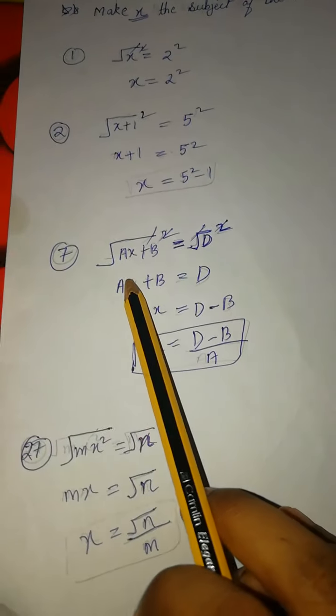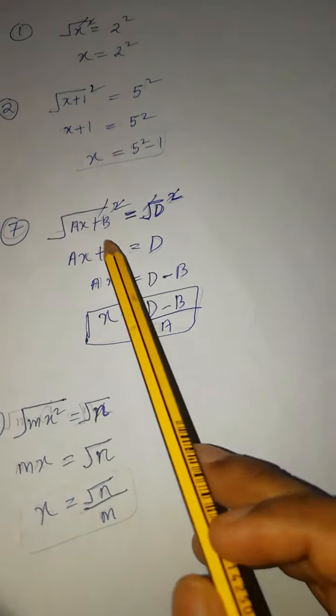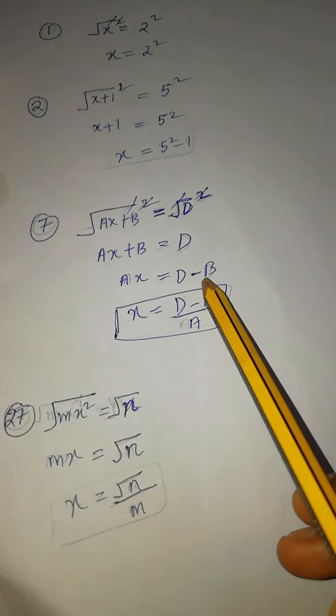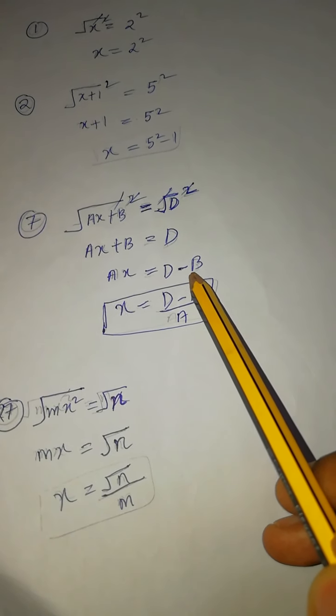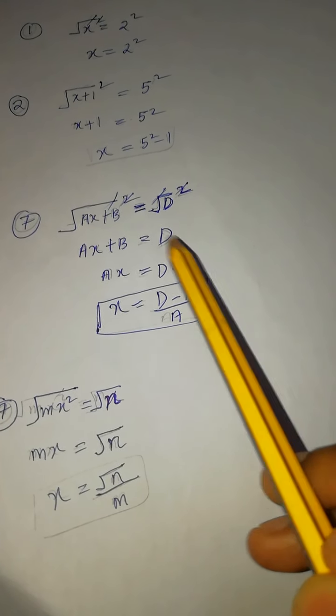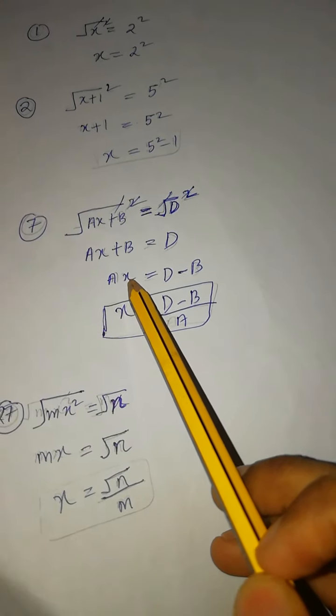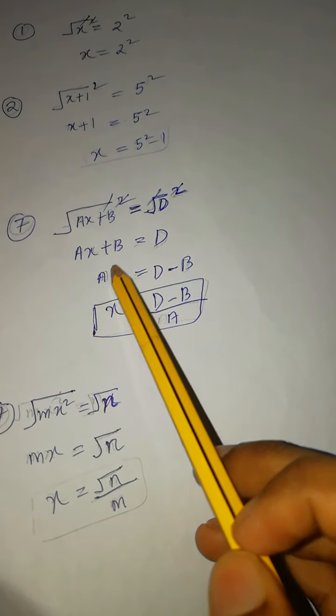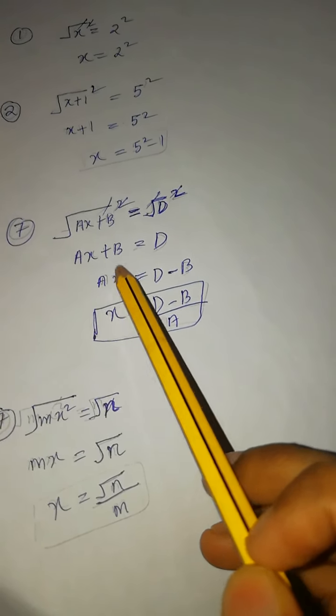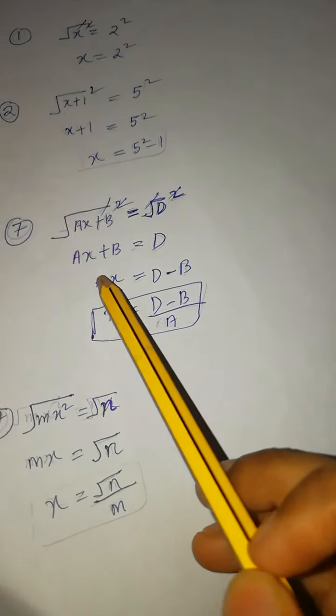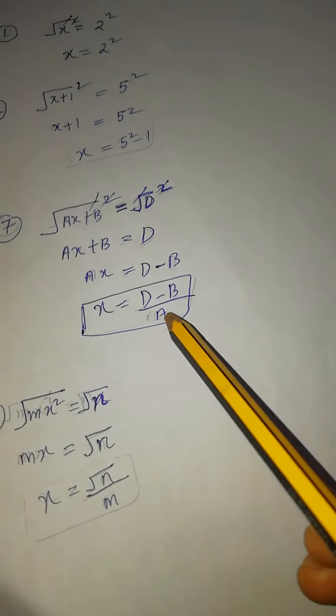Now you have to make x the subject. So this is plus b. If you take this to the other side, it will be minus b. Now a multiplied by x is left. Now you have to make x the subject, so whatever is there with x, you have to take it to the other side. Now it is multiplied, so if you go to that side, it will be divided.